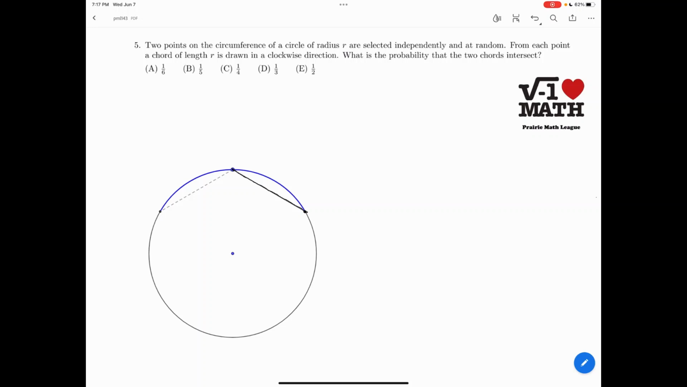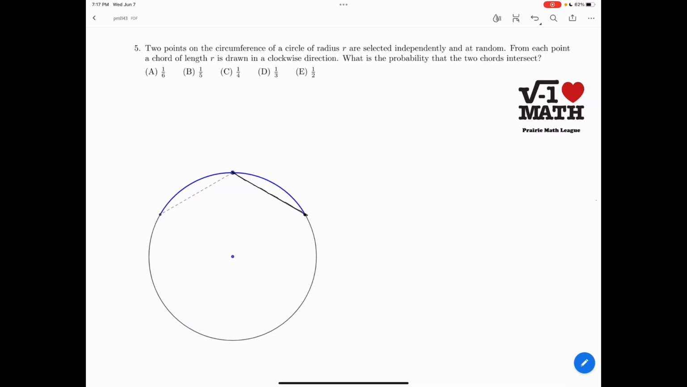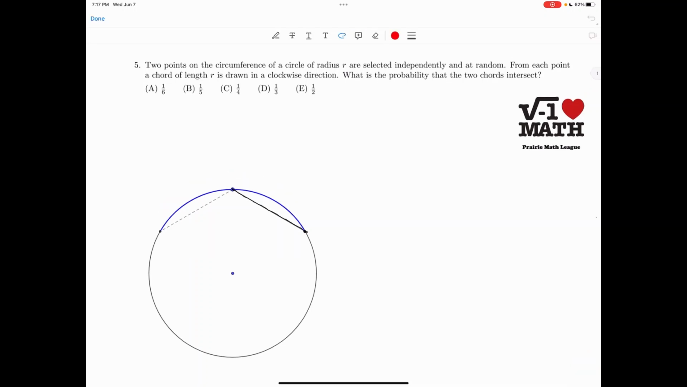And from each point we draw a chord of length r in a clockwise direction, and we wish to find the probability that the two chords intersect. Well, okay, so let's fix one of these points to be here, at the top, just for simplicity. So, this is R, and this is R.